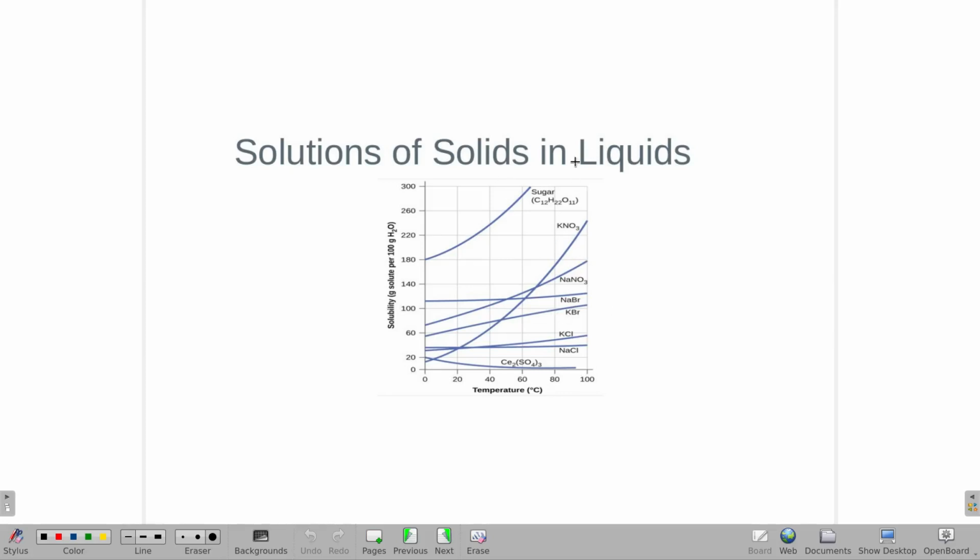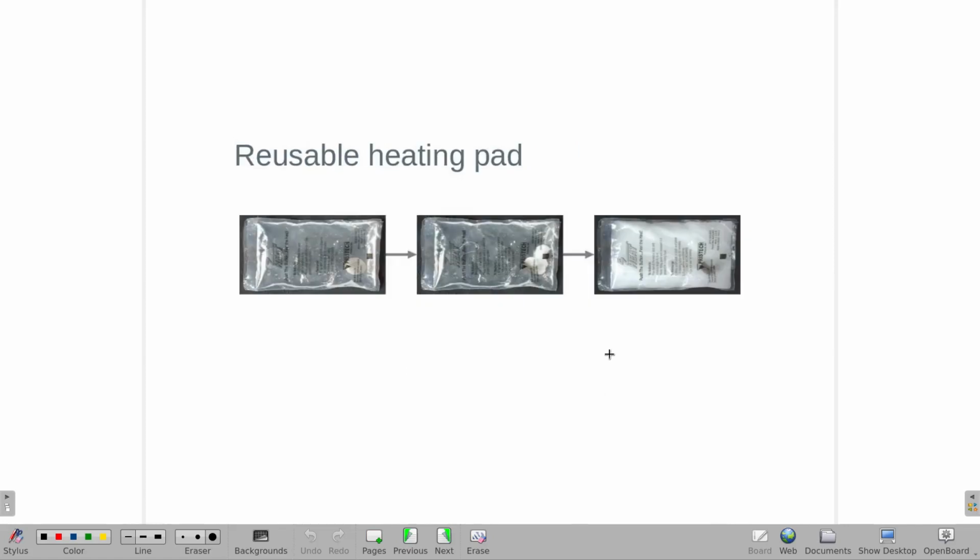Some of these are huge effects. So look at sugar. As you heat it up, it really changes its solubility. But things like salt, like the ocean, sodium chloride, it barely changes with temperature. It's almost flat. But they all change, and that's all we wanted to say here. So the solubility of solids mostly changes with temperature. We take advantage of some of these solubility changes with temperature to make some cool little features.